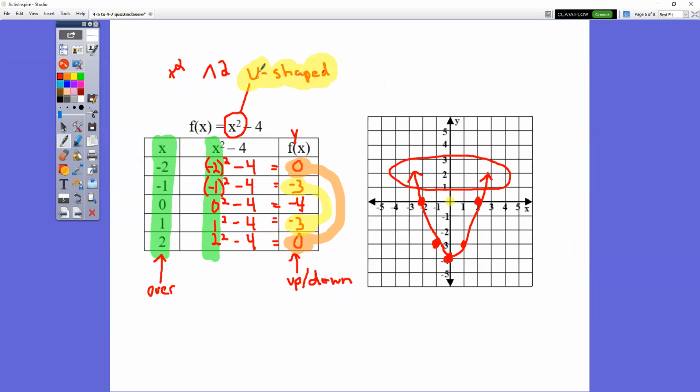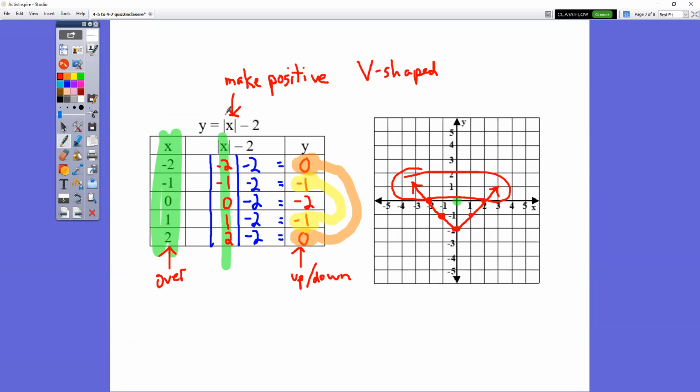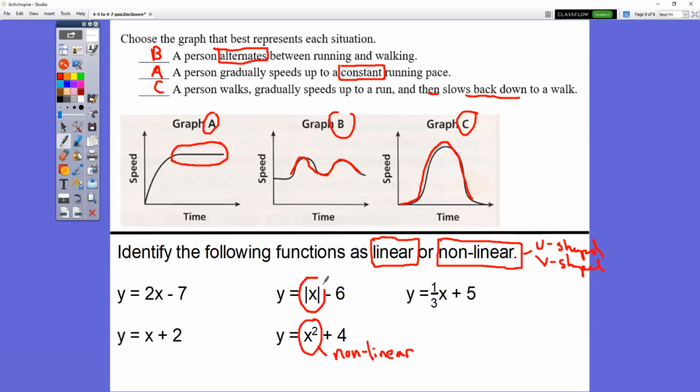When we take a look at this one, what made a U-shaped graph was that x squared. So you're looking for an equation that has an x squared in it. Ding, ding, ding. There's your x squared. That's going to form a U-shaped graph. A U-shaped graph is not a straight line. It is U-shaped. So that is non-linear. Take a look at the other one that we did. When it has an absolute value symbol, that's when it's going to be V-shaped. So take a look at here. We have an absolute value symbol. That's going to be a V-shaped graph. That is not a straight line. So this one is non-linear.